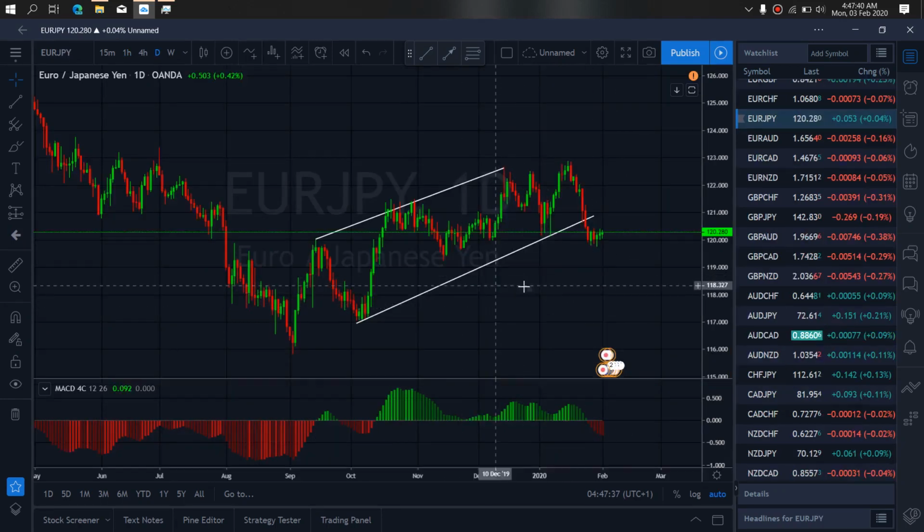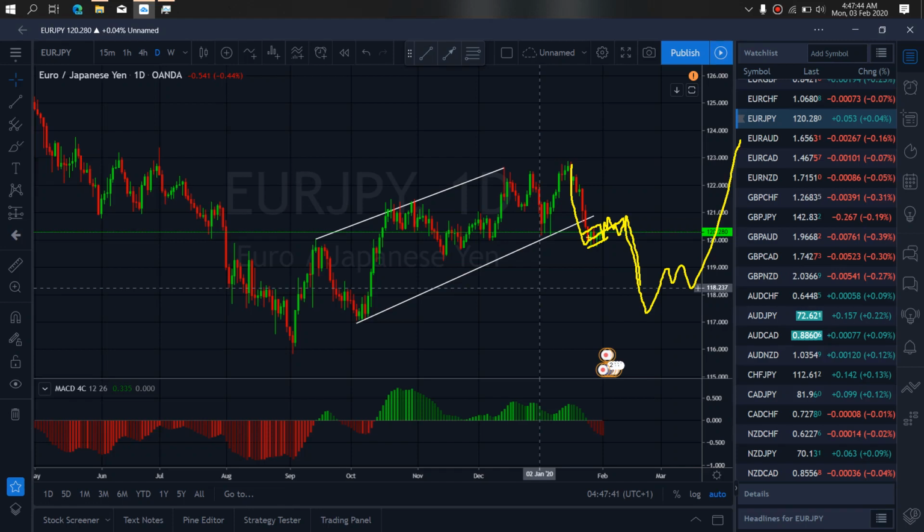On Euro Yen for this week, Euro Yen is presently correcting sideways here right now. So we want to watch them correct sideways here for a while, and then they will drop down to give us a structure like this for this correction. Of course, if they resume upside this week. So this week, we want to watch them correct here and drop. So, watch out for Euro Yen this week.